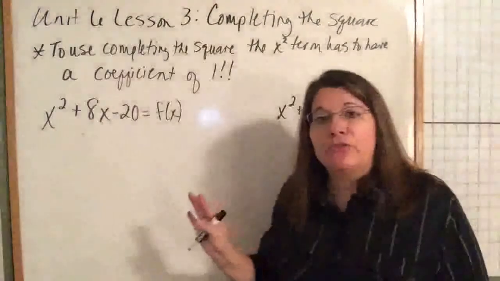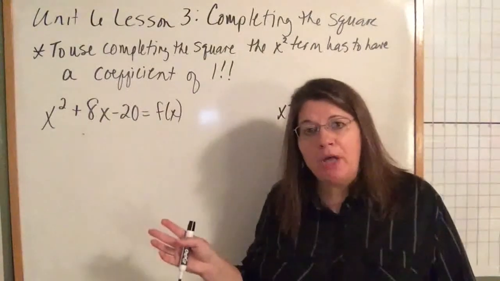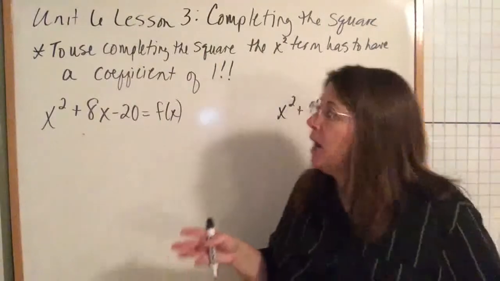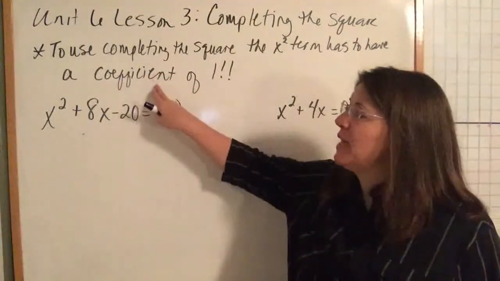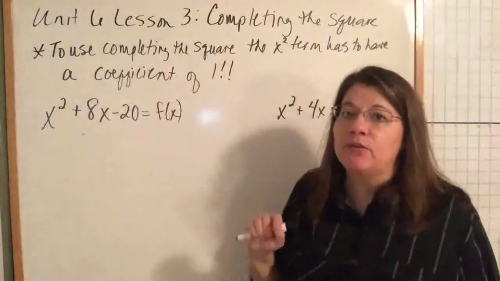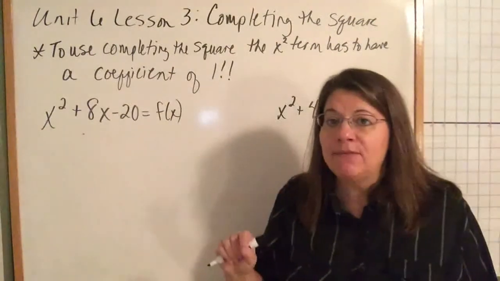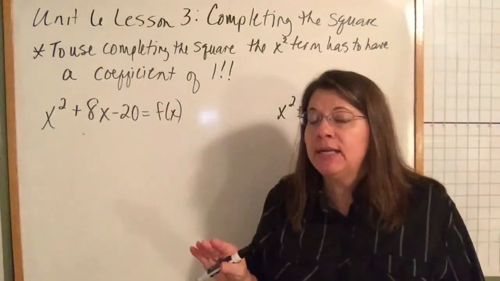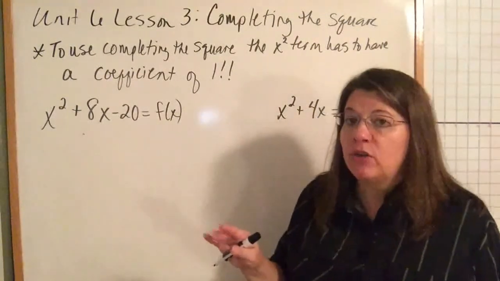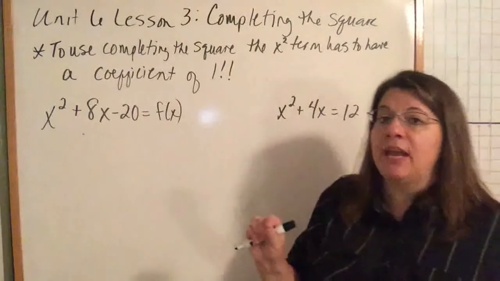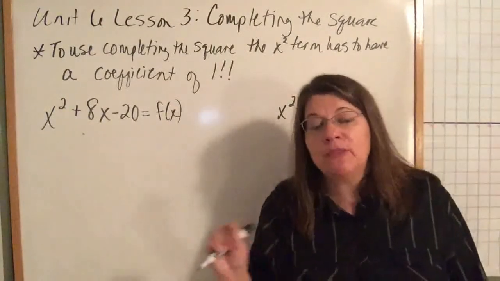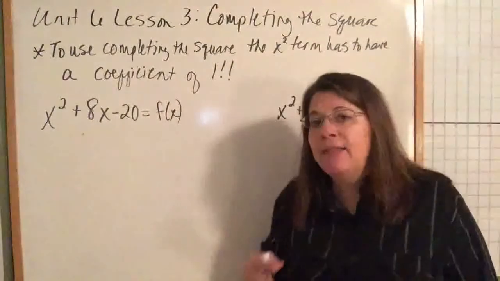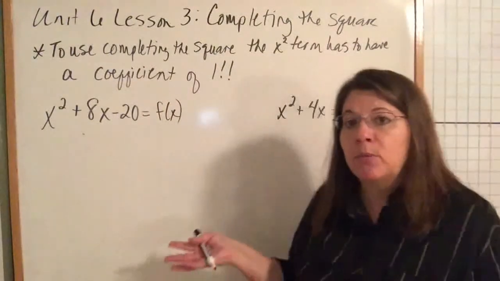So your directions for these are going to say solve each polynomial or solve each quadratic equation by completing the square. And one thing you need to understand is that in order to use completing the square, the coefficient of the x squared term has to be 1. If it's anything other than 1, then completing the square won't work. So you have to force your coefficient in front of the x squared term to be 1 if you want this method to work. So we're going to start out with some easier equations, and then we'll work our way up to the ones that are a little bit more difficult.